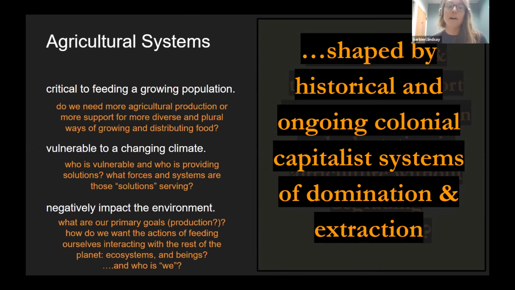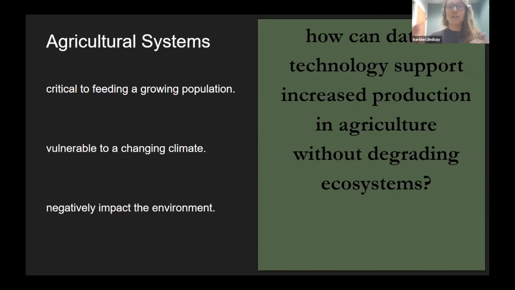And when we think about the environment, what are the primary goals when we think about environmental goals, or is it production? And how do we want the actions of feeding ourselves to interact with the rest of the planet and ecosystems? And also throughout all of this, who is "we" and who gets to determine these questions? I think this is really important, like I said, to shift and deepen questions.